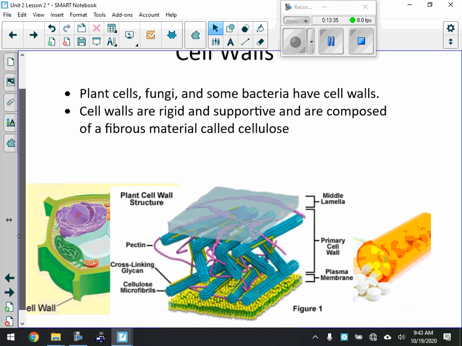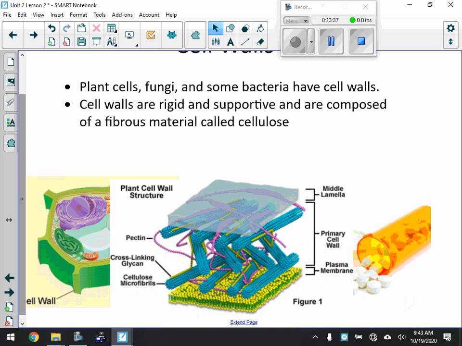Cell walls would be next here. Plant cells, fungi, and some bacteria have cell walls. Cell walls are rigid and supportive and are composed of a fibrous material called cellulose.